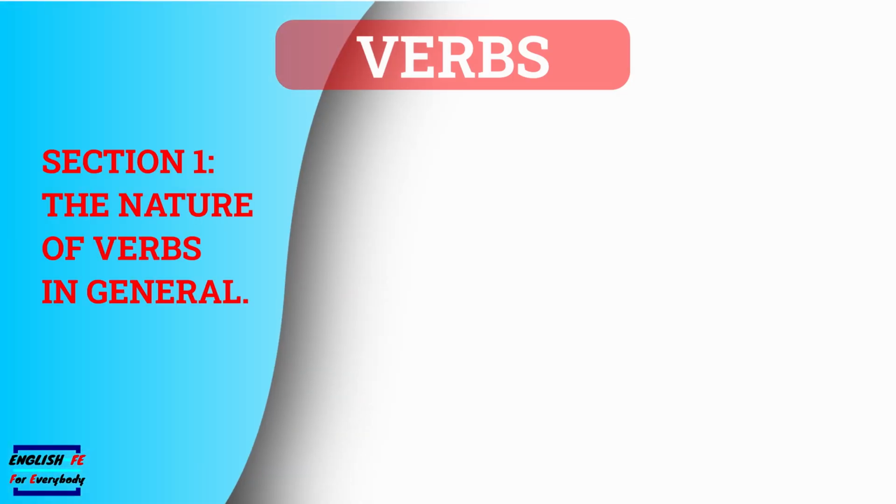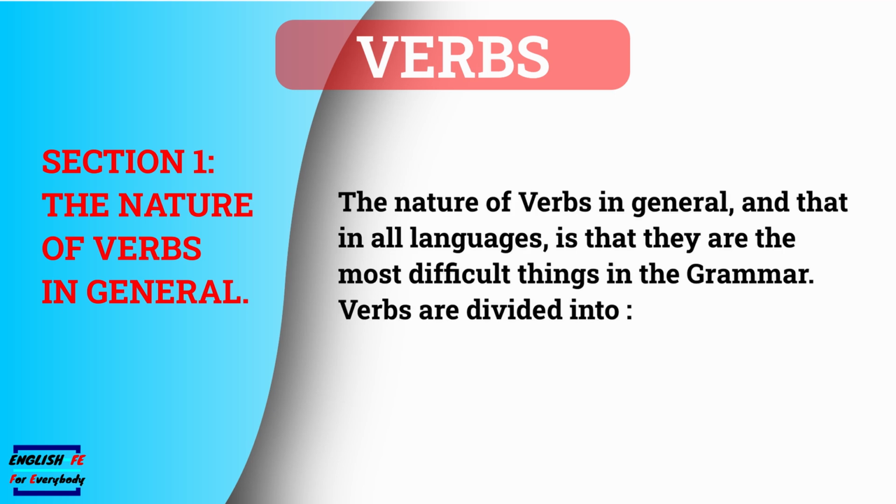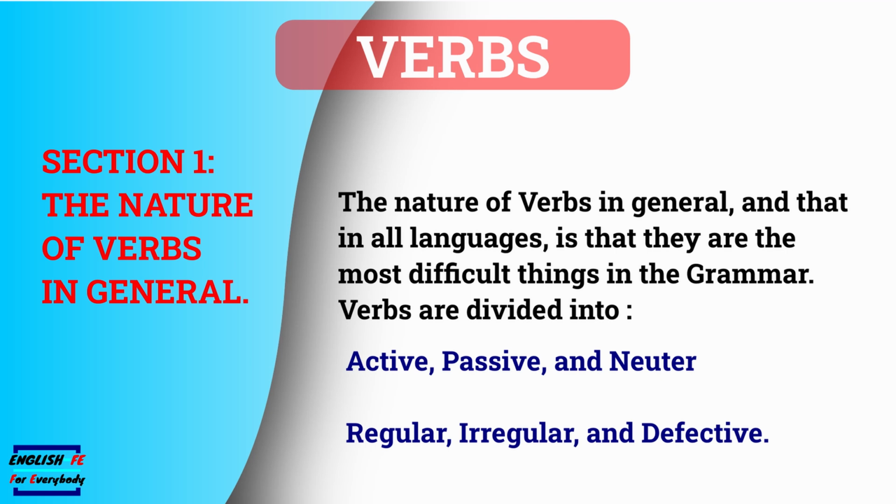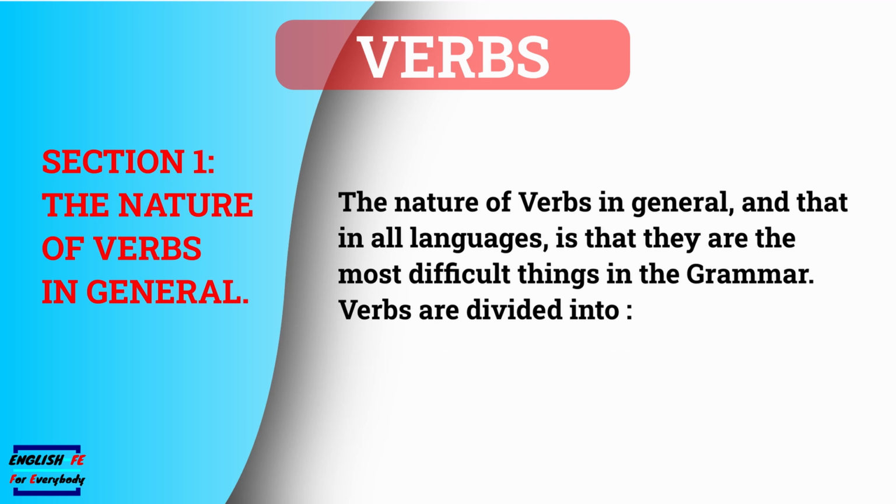Section 1, of the nature of verbs in general. The nature of verbs in general, and that in all languages, is that they are the most difficult things in the grammar. Verbs are divided into active, passive, and neuter, and also into regular, irregular, and defective. To these divisions we beg to add another, verbs comic.